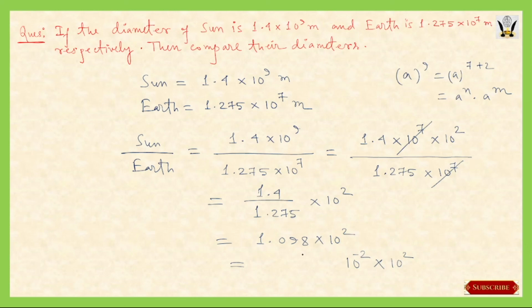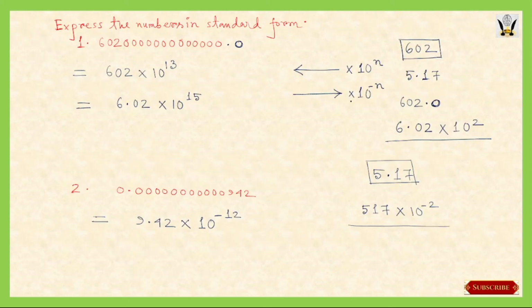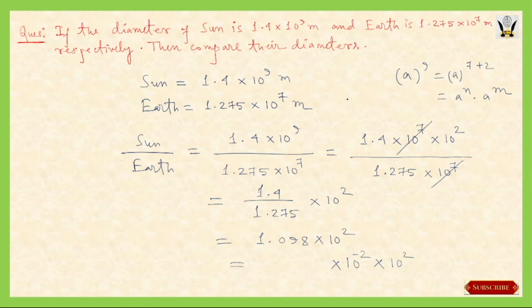And now from this number, if we want to represent it as a number multiplied by 10 to the power minus 2, what we have to do, as we have seen earlier, is move this decimal point towards the right, and by how many places? Since this time it is 2, it will move towards the right by 2 places. So the decimal point will come here and they will cancel each other, and the final value will be 109.8. It is approximately 110. That means the diameter of the sun is about 110 times more than the diameter of the earth.